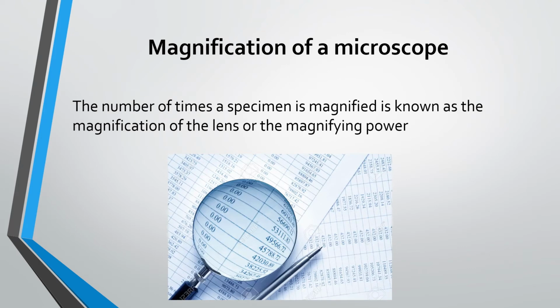So here you can see that we have a paper with small letters. So here it has used a simple microscope or a hand lens to observe them clearly. So the simple microscope or the hand lens magnify these small letters and make it more clear to read. So magnification power means the number of times that the microscope magnified the image.